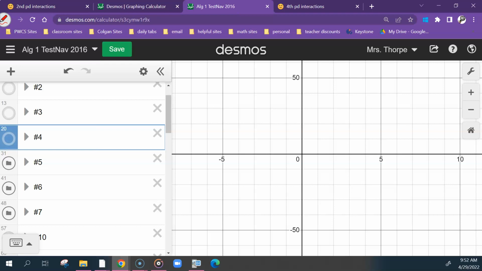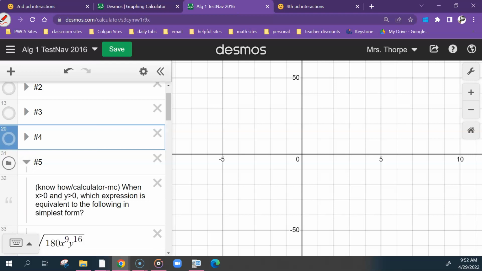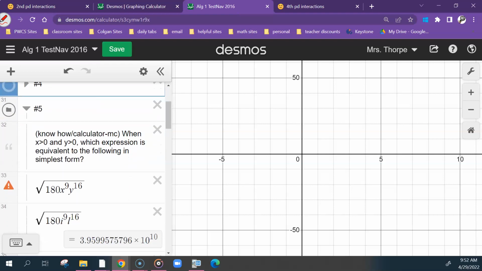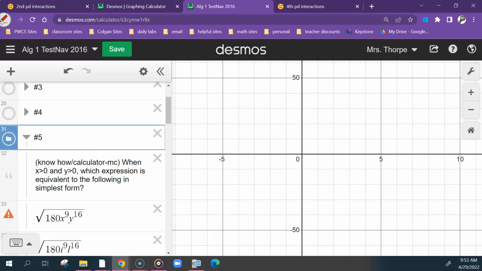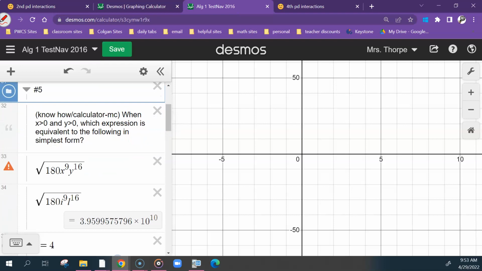Also, oh, I love this. And the levels. Number 5. We'll just do a few more of these at the top.